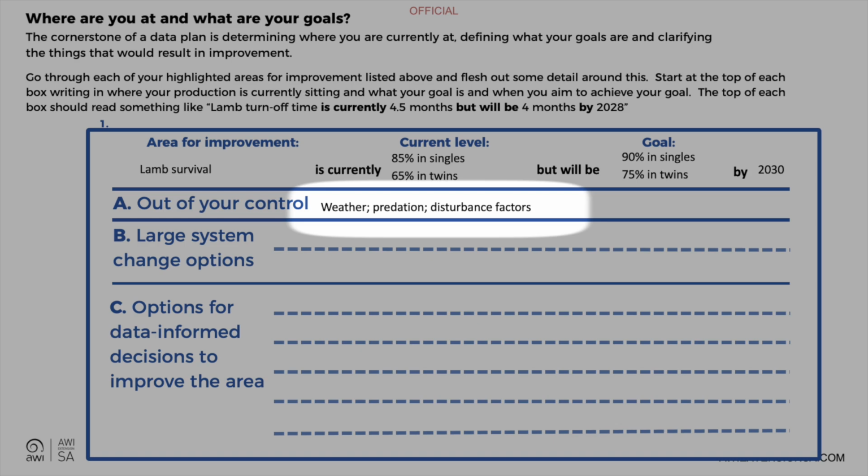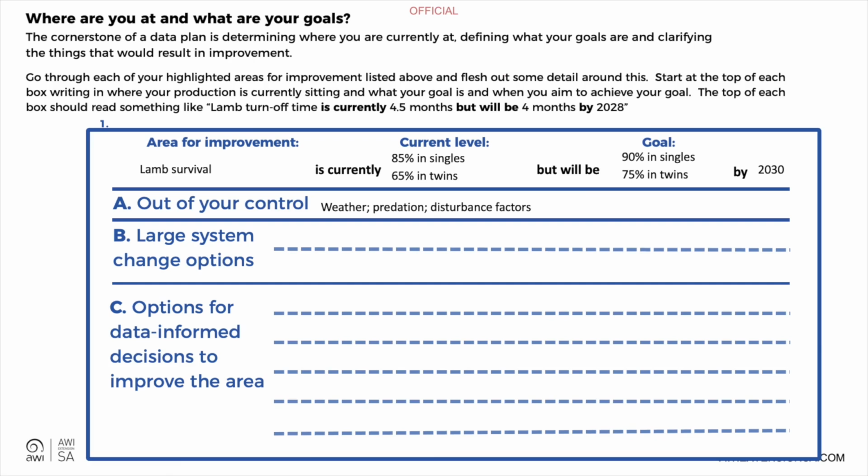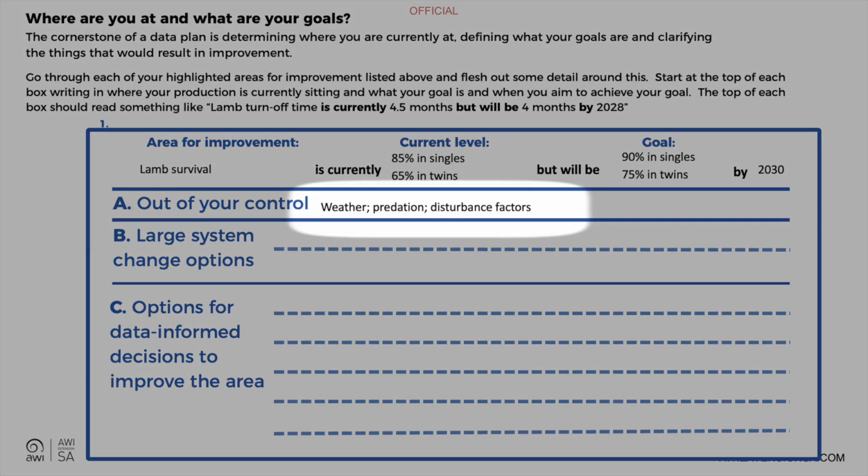They're causing either disturbance or killing lambs. And then general disturbance factors. It might be that somebody drove through the paddock a few times when they shouldn't have. So there are things that do kill lambs that we can't really control.